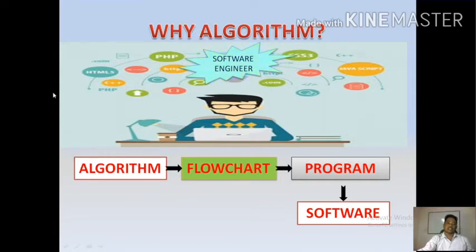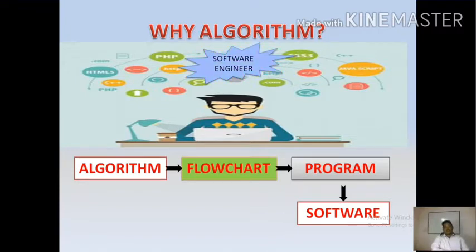Okay, so look at this now. We have already discussed in the algorithm chapter that algorithm and flowcharts are the first steps to solving any problem or making any software. First you create the algorithm, then the flowchart, then the program, and then you get the software. So these are the general steps to developing software.